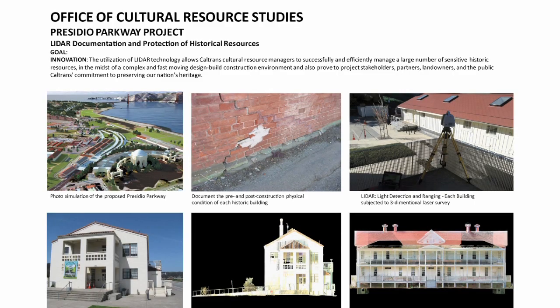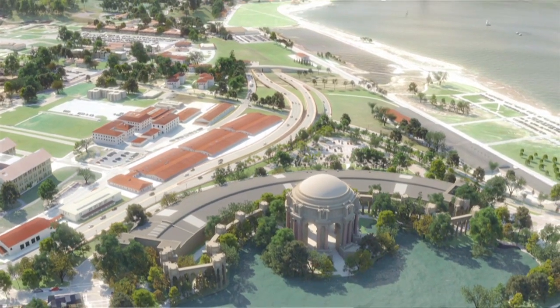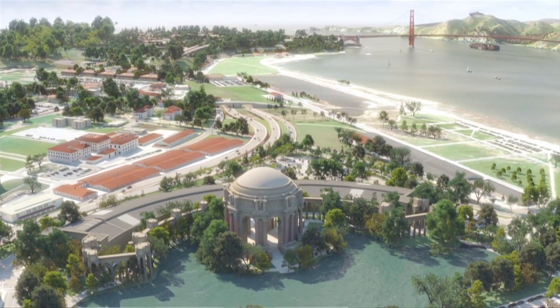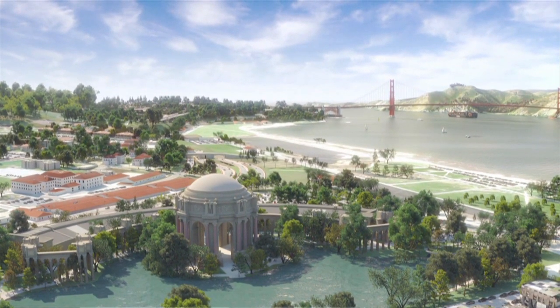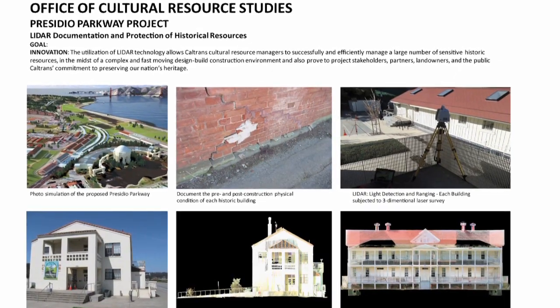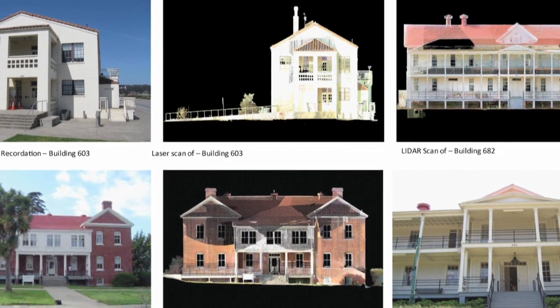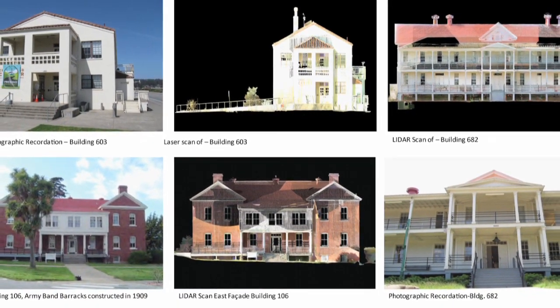Thank you very much. My innovation is for the Presidio Parkway project, and it is the LiDAR documentation of historical resources. The Presidio Parkway project is located in the Presidio of San Francisco and the Golden Gate National Recreation Area, one of the nation's largest urban parks. The project lies entirely within the boundaries of the Presidio National Historic Landmark District. Over 70 fragile historic buildings, with many being over 100 years old, are within 200 feet of construction.